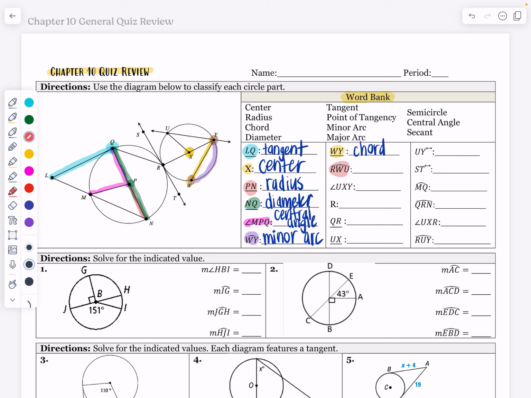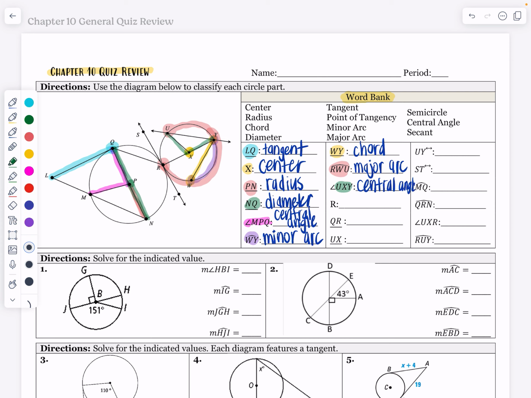R W to U, so starting at R, going through W, and then coming all the way around to U. That's named with 3 letters. That is a major arc. It measures more than 180 degrees. So that is going to be a major arc. Then they switch back and they say, okay, let's go look at another angle. Let's find this angle UXY, U to X to Y. So again, this is going to be another central angle. It's an angle coming out of the center. That is a central angle.